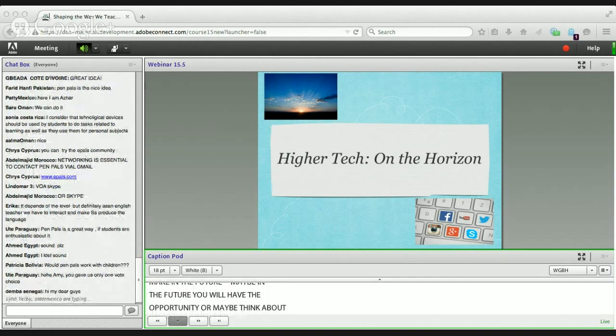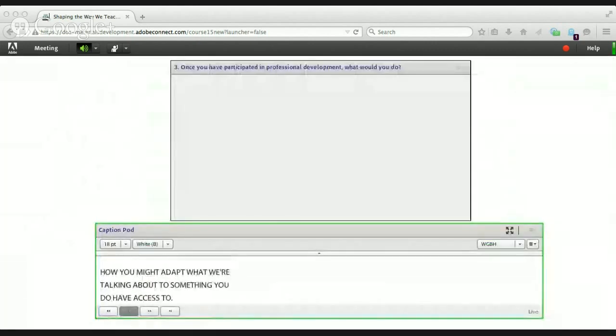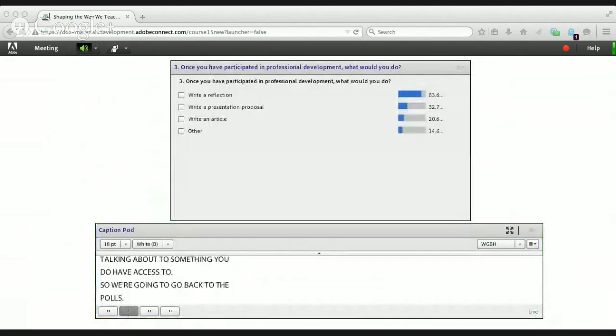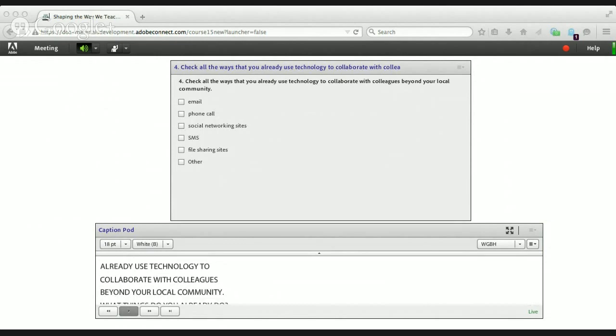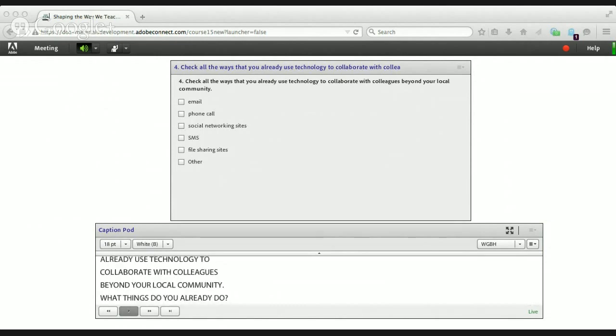So we're going to go back to the polls. And what I'd like you to do is check all the ways that you already use technology to collaborate with colleagues beyond your local community. So what things do you already do? And I'm sure we do some of these things without even thinking about it. But the key is to start doing these things with intention.